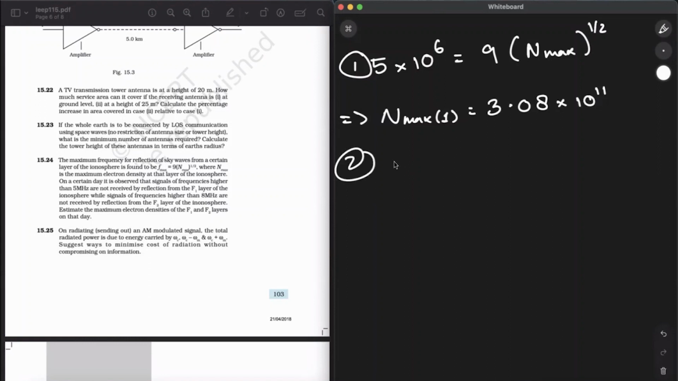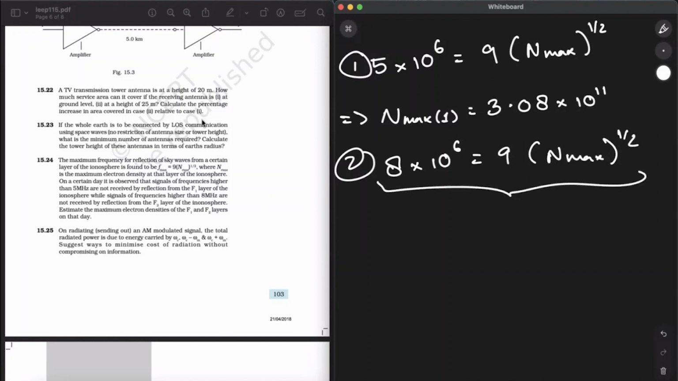Similarly, for layer 2, the maximum frequency that is there is 8 megahertz. ये कोई फॉर्मूला आपको पढ़ाया नहीं है. This formula has been given in the question itself, and you just have to put in the correct values in it. So 8 into 10 to the power of 6 divided by 9, answer का square. That will be 7.9 into 10 to the power of 11. So N max for layer number 2 will be 7.90 into 10 to the power of 11. So that is the electron density.